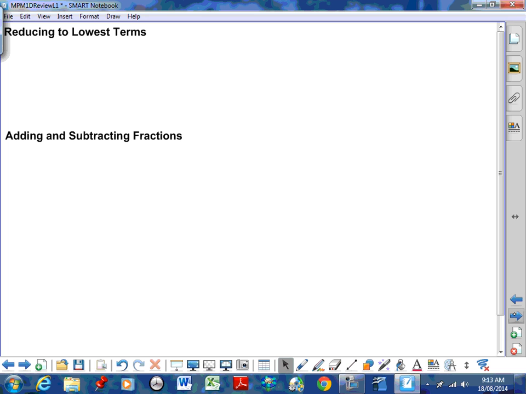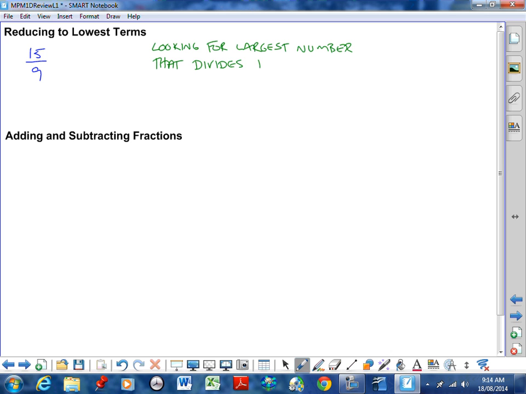All right, again, that should be a common skill for us. Moving along then: reducing to lowest terms. If I go back to my 15/9, what are we essentially doing? We are looking for the largest number that divides the top and the bottom evenly.